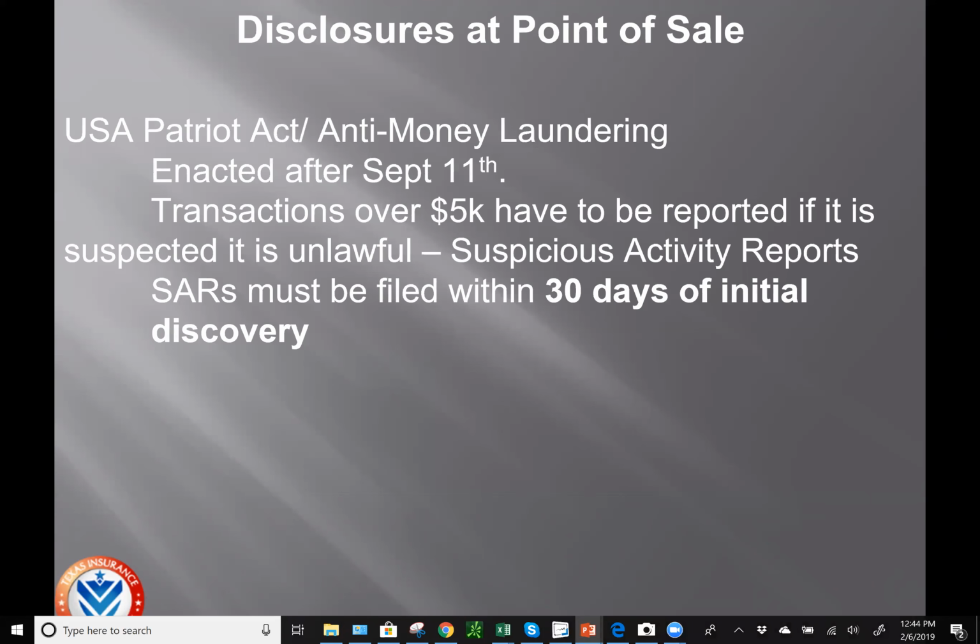All you need to know for your test is that suspicious activity reports have to be filed within a certain number of days, and you need to know that number, 30 days. But make sure you know these other words also. 30 days of initial discovery. Because if this one question comes up on your test, there will be two answers with 30 days in them. I need you to pick the one that says initial discovery.